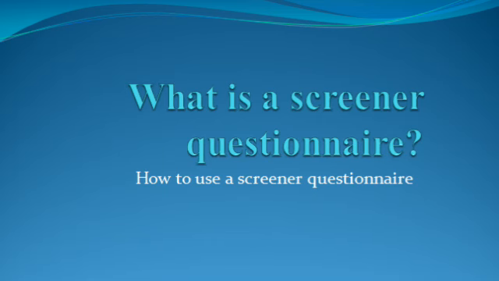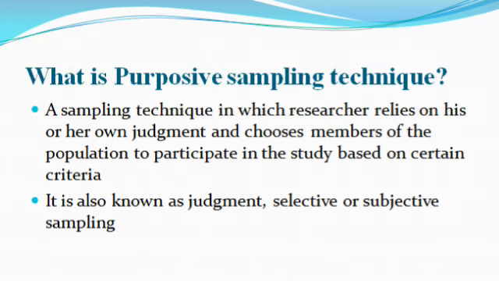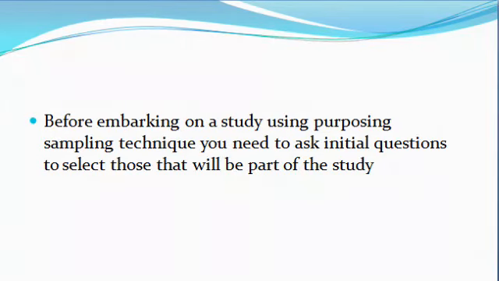What is a screener questionnaire? The screener questionnaire is very essential, especially when you are using the purposive sampling technique. What is purposive sampling technique? It means you will select only those who fit into the criteria of study. You don't select every person. If you want to use purposive sampling, it means that you're going to be judgmental in selecting those you're going to study from an entire population.